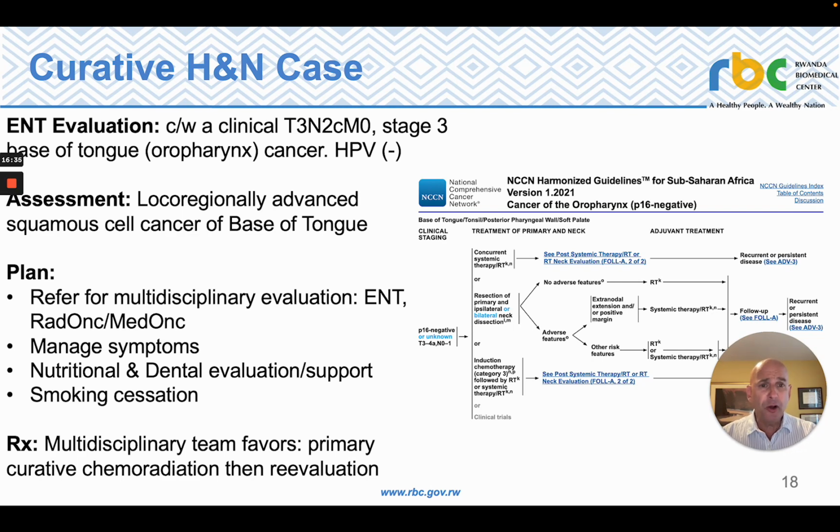The team then looked at the NCCN harmonized guidelines, and in this case, surgery was not favored. The multidisciplinary team favored primary curative radiotherapy in conjunction with platinum-based chemotherapy, and then reevaluation for response both in the primary site and in the neck.